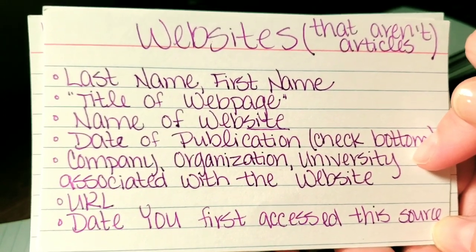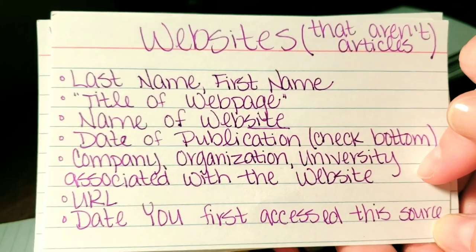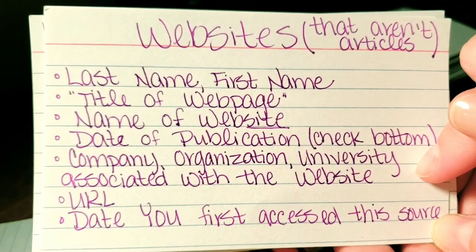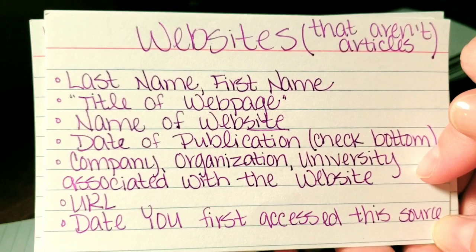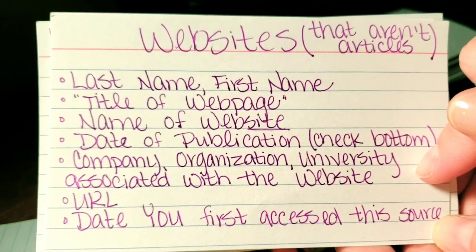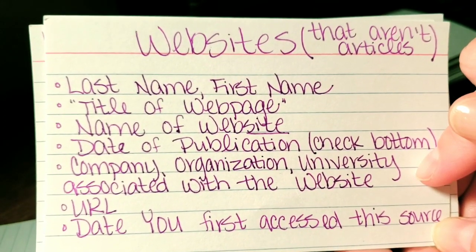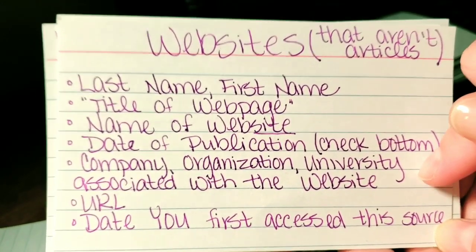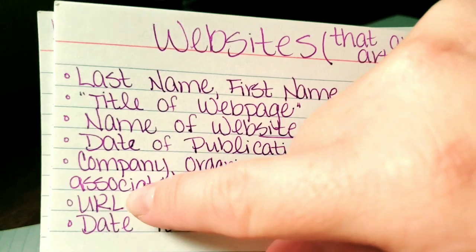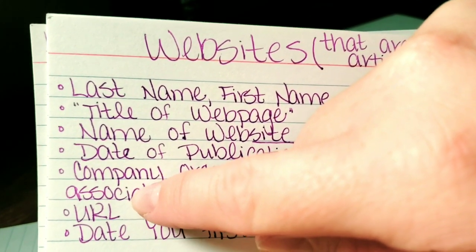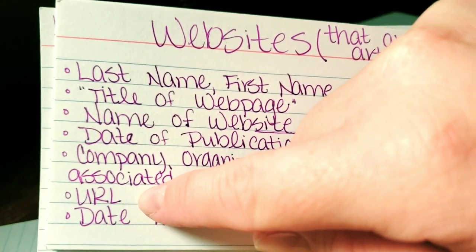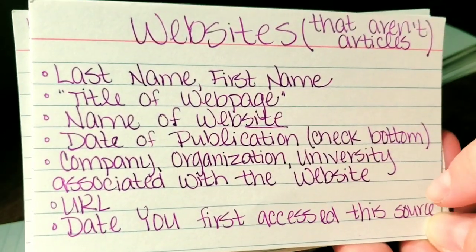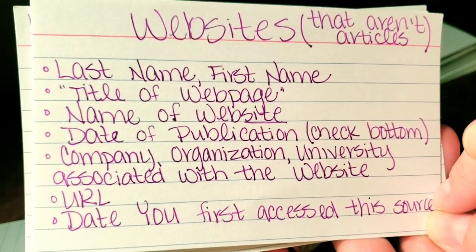website. A&E Networks is for history.com. You might come across Columbia University or a special organization that has professionals working for it that's dedicated to a particular topic. And then this is a website, so you want to make sure you put down that URL, that web address up in the top bar of your internet browser. And again, the date that you first accessed this source.